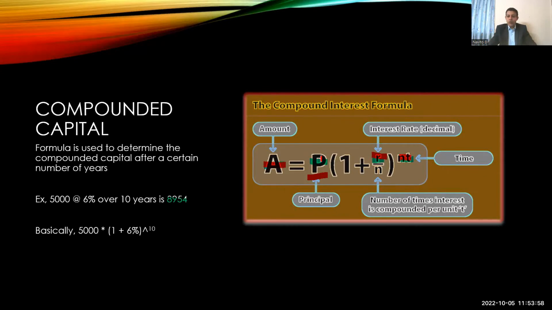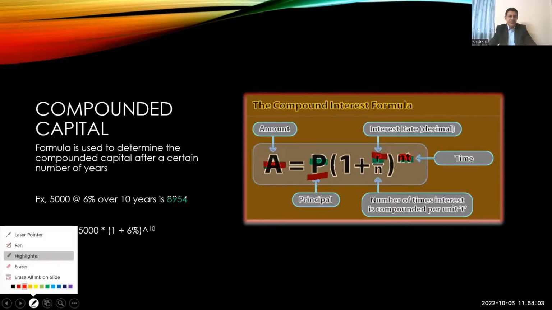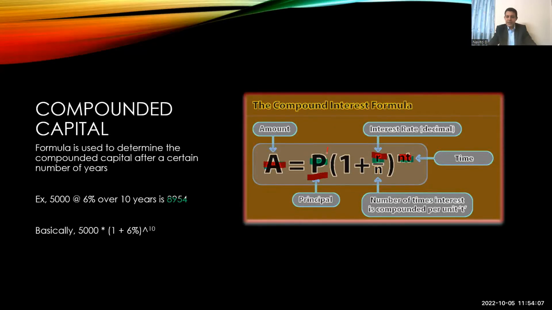Now if we want to know P, we put this entire term, the discount rate. Let me take a pen. This is the discount rate: 1 plus R divided by N, raised to the power of time. I put it in a box.